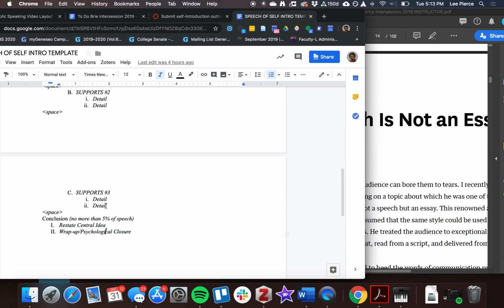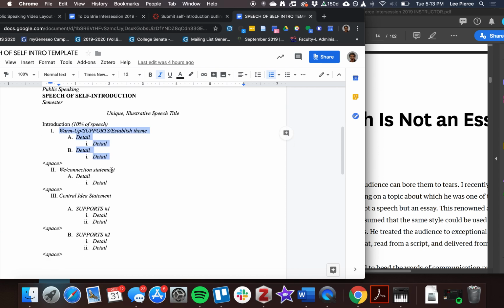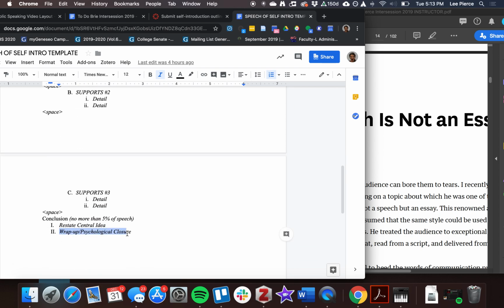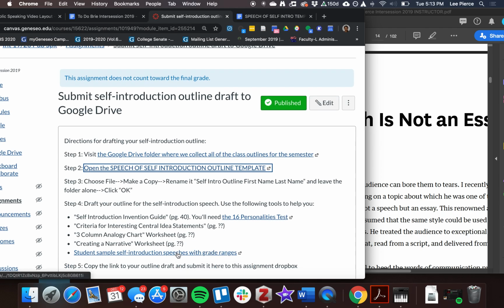And all that means is that whatever concrete specific warm-up you used, which is not about you, you're going to revisit it at the very end, which creates this nice sense of symmetry, like a circle closing on itself for the audience.